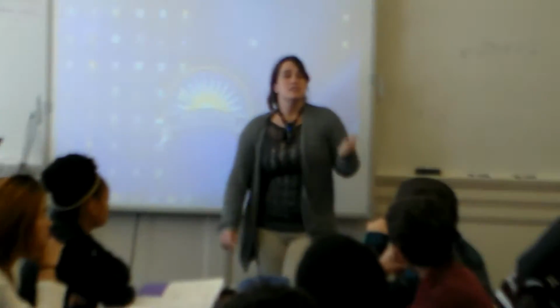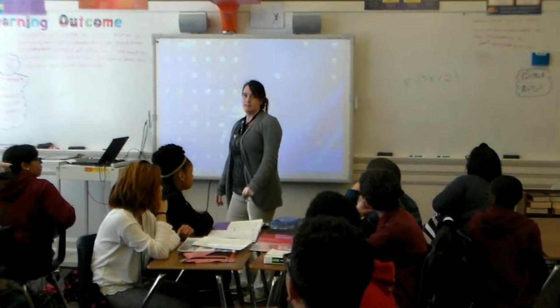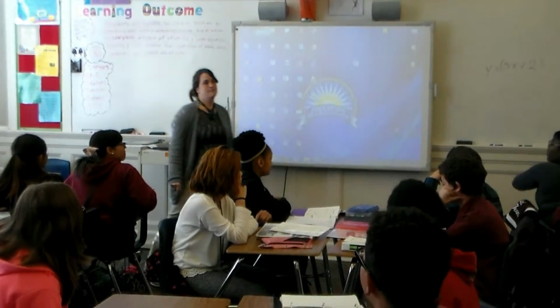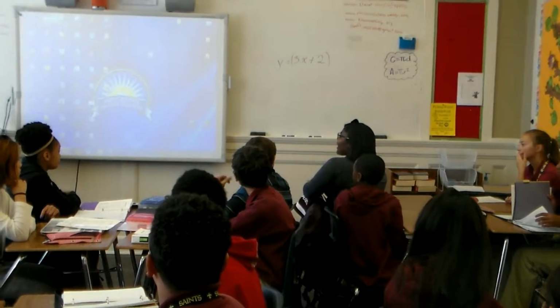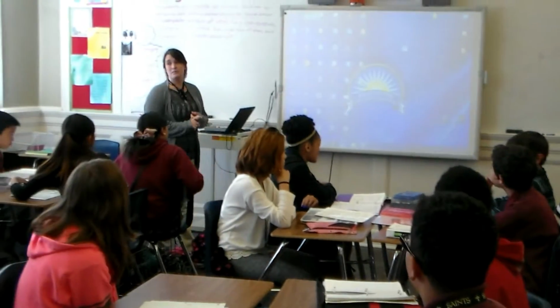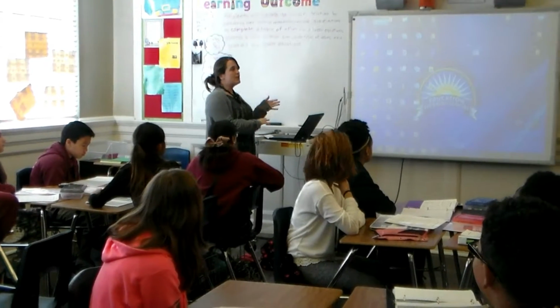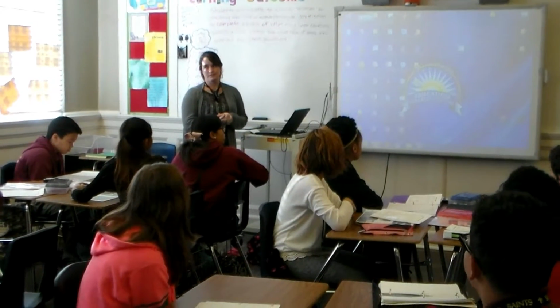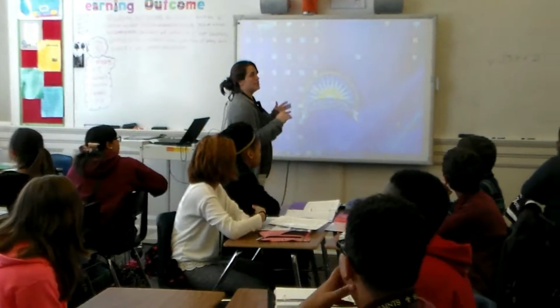Slope-intercept form, right? So how do I know what type of equation this is, just by looking at it? Because slope-intercept form is y equals mx plus b. Right. So I know it's slope-intercept form because it's in y equals mx plus b. Would I say that this is linear or that this is non-linear? Linear.